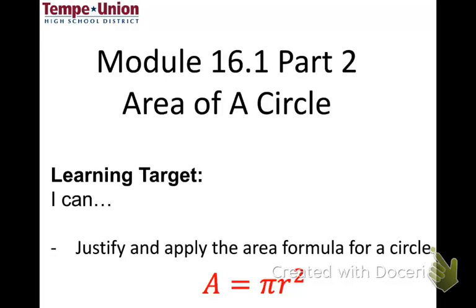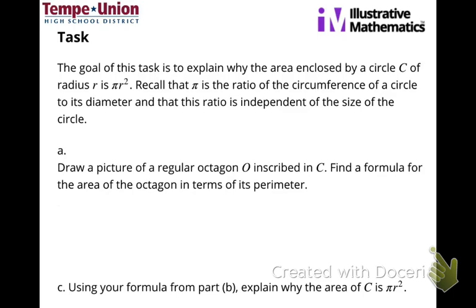Okay, we're going to talk about the second part of 16.1, the area of a circle. We're going to justify and apply the area formula for a circle, which you guys know: area equals pi r squared. All right, let's look at it. In particular, we're going to be looking at this task from Illustrative Mathematics, parts A and B.